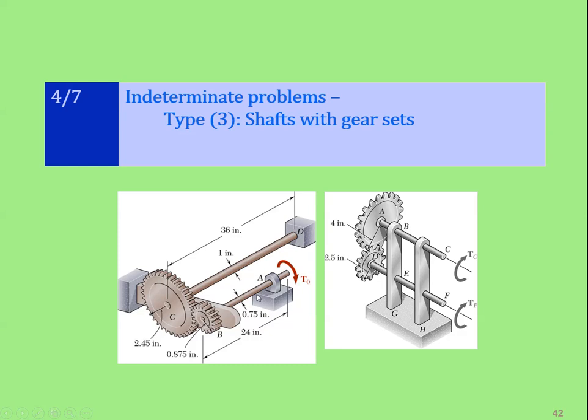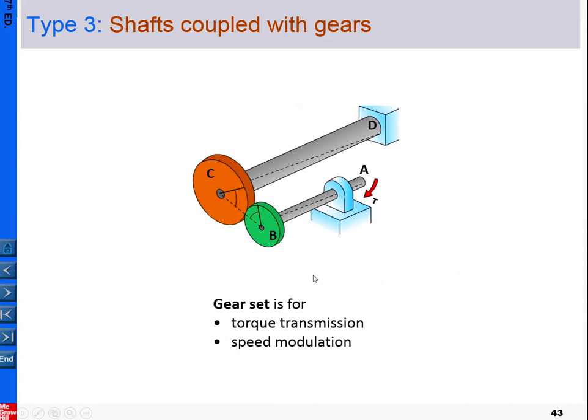In this section, let's take a look at the third type of the indeterminate problems. Basically, this problem is the shafts being coupled with a gear set. The purpose of the gear set is to have two functions. The first one is to modulate the torque. The torques will be modulated, amplified, or de-amplified through the gear set.